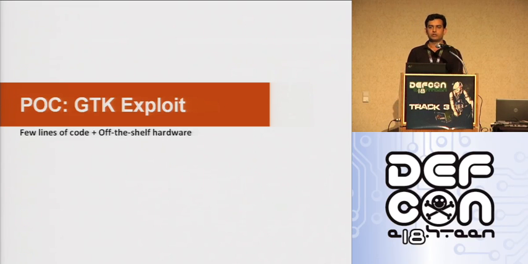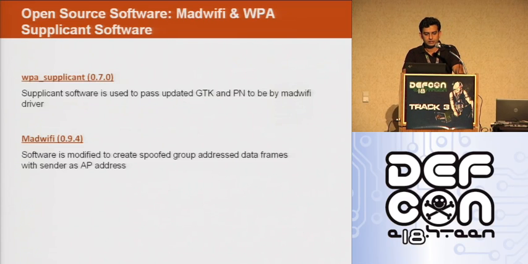Now I will talk about the POC code that was written to exploit GTK. I have used two open source software. One is WPA supplicant software, and there was no modification done, so it was used as it is. And then I have used the open source driver, MadWifi. The main modification was done in the driver part of MadWifi.